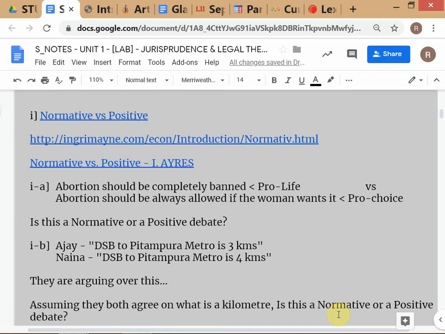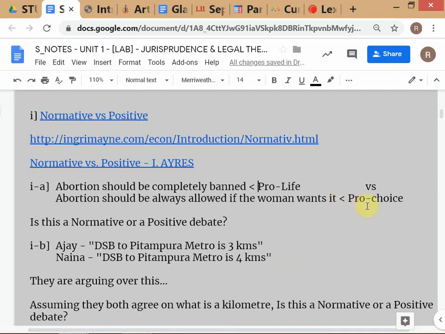Normative versus positive is the first one. In abortion you have to understand these terms that they use in the US. It's useful to know the labels. Pro-life is basically those who are opposed to abortion, because they feel that life begins at conception. From the point of conception the fetus is a living being.